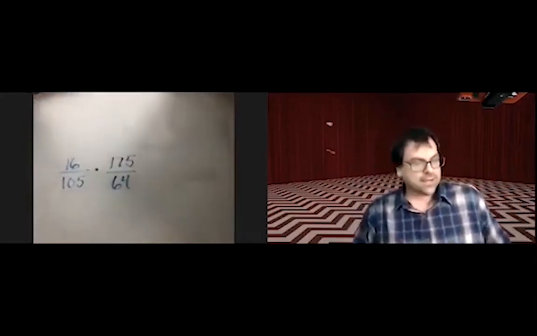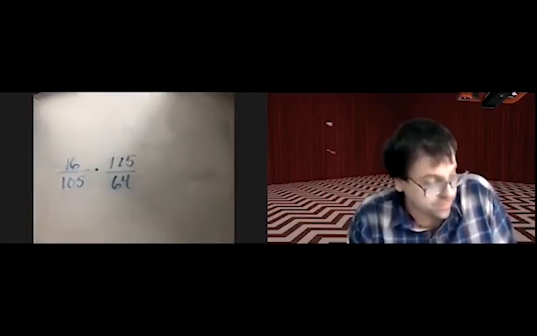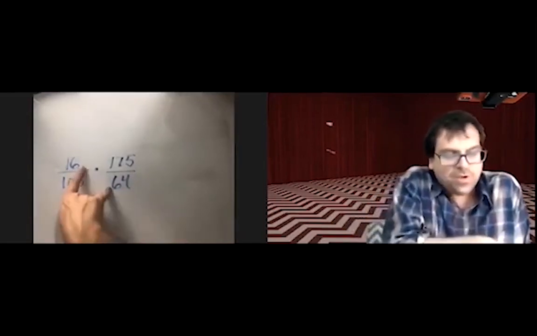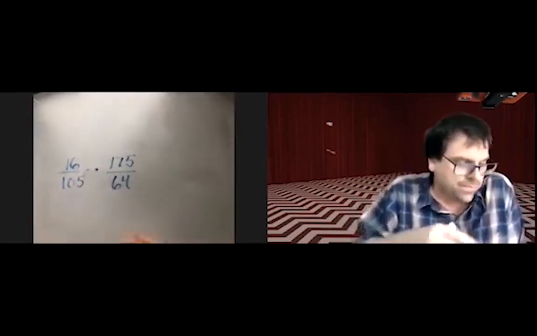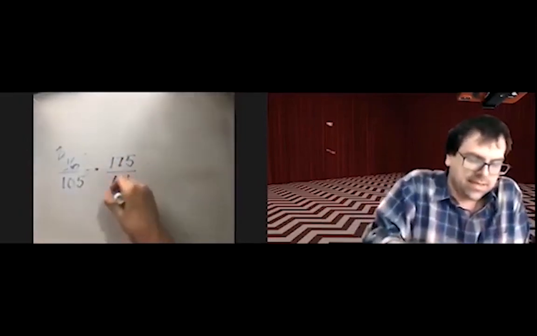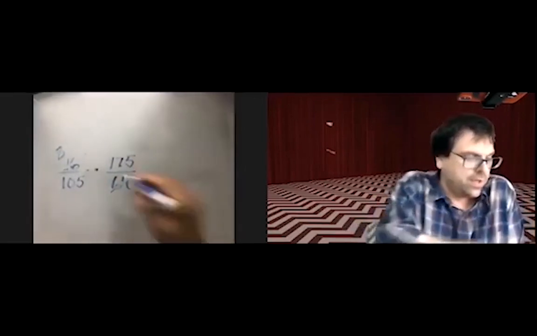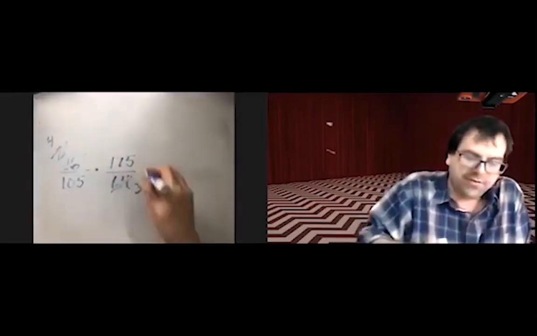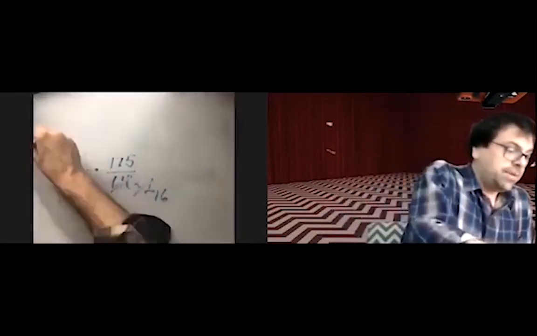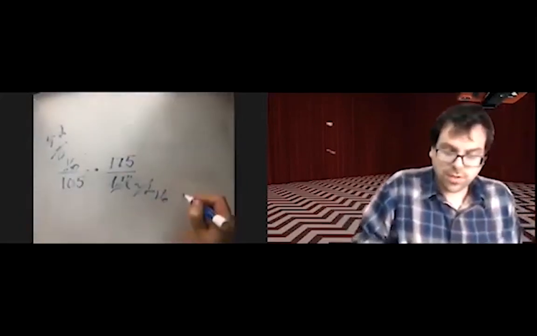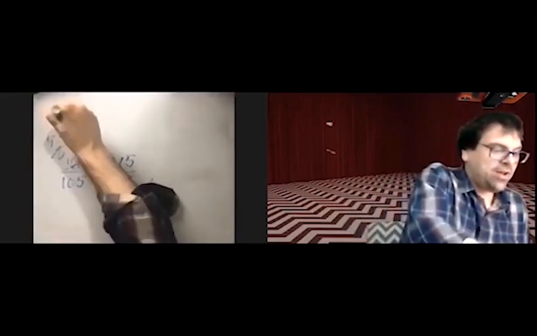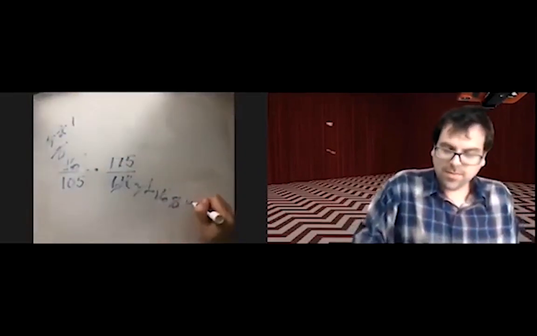I'm going to work on canceling, and I'm going to use small numbers. I know I can do 4, but they're both even, so I'm going to break them down by 2. 16 and 64 broken down by 2 would be 8/32. Still even, cut them in half again, 4/16. Still even, cut them in half again, 2/8. Still even, cut them in half again, 1/4.